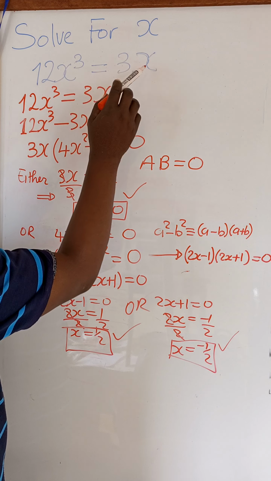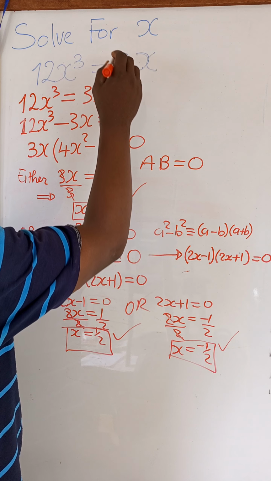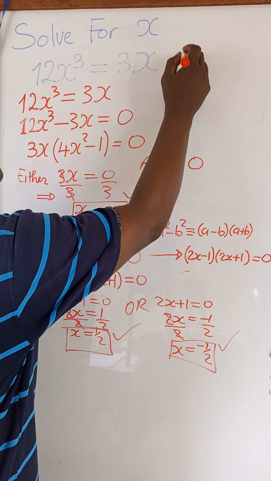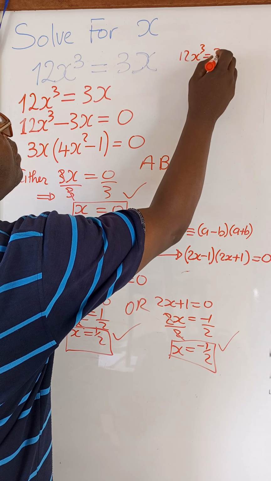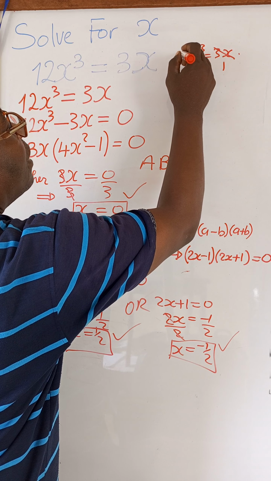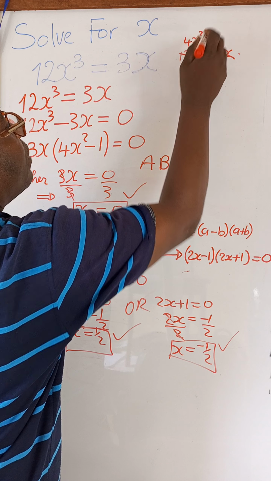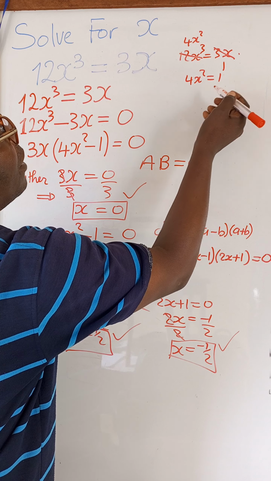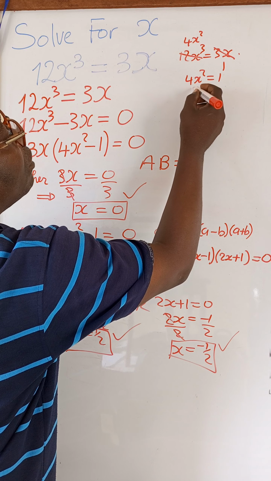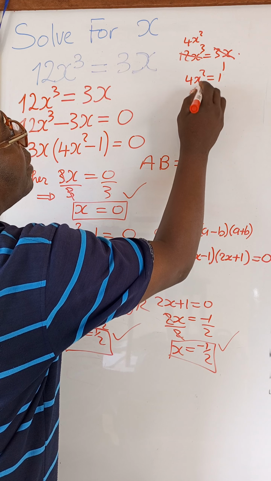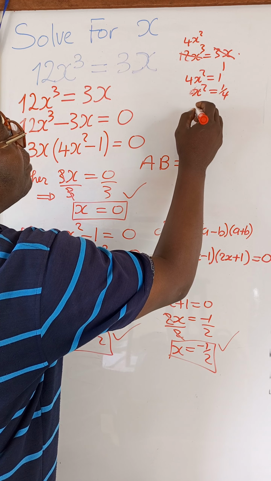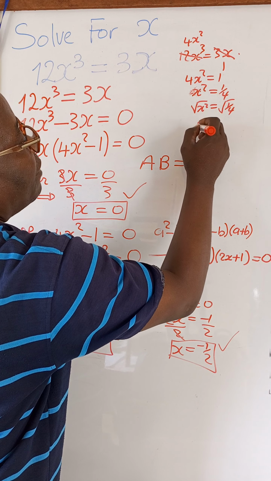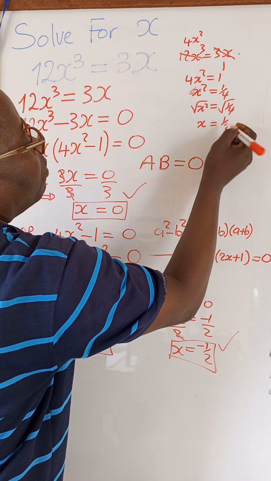12x cubed is equal to 3x. Remember, if we have done that cancellation I was talking about, we'll have ended up having, let us write it again, 12x cubed equals 3x, we say 3x here 1, and 3x here 4x squared. So we'll have had 4x squared equals 1. From here, you divide both sides by 4, you have x squared is equal to 1/4. And then when you take square root of both sides, you have x is equal to a half, or plus minus a half.